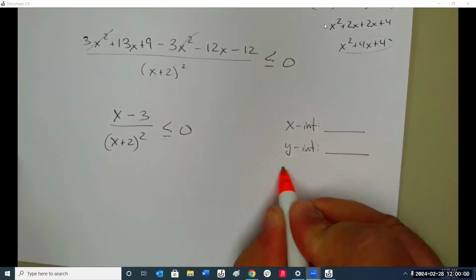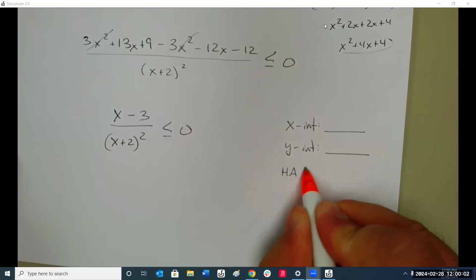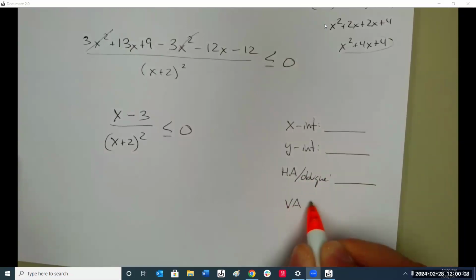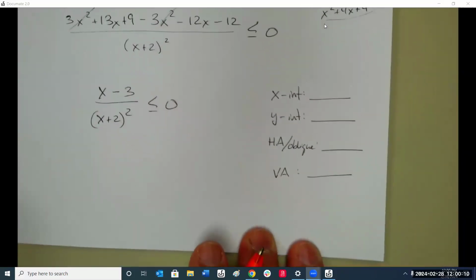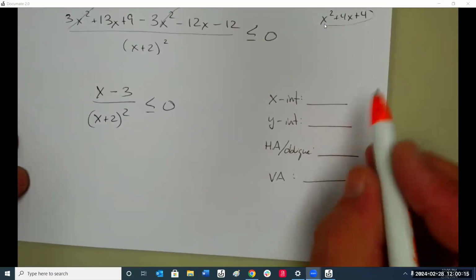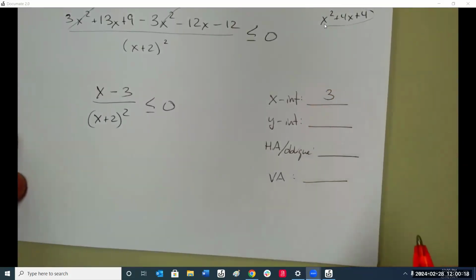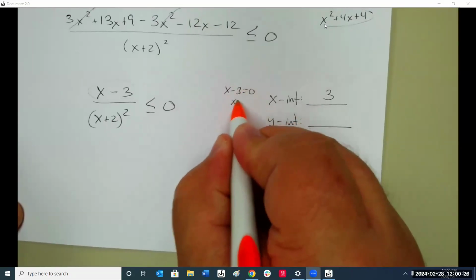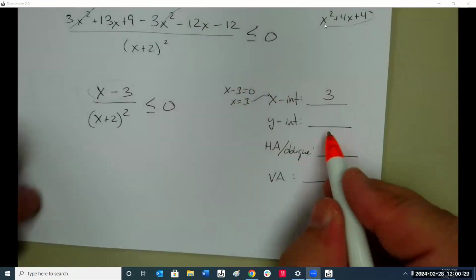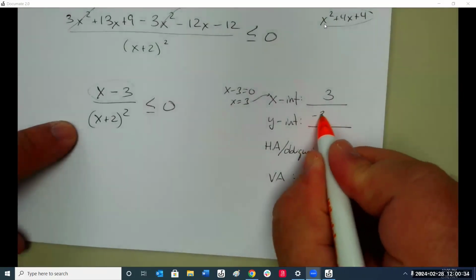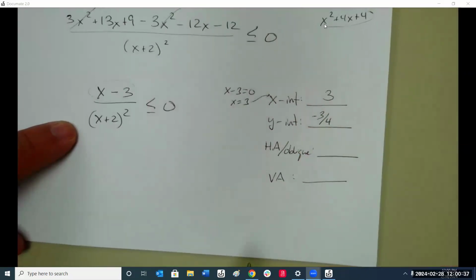We have to answer these. So what's the x-intercept? Just set the top equal to 0. So it's x minus 3 equals 0, x equals 3. What's the y-intercept? Negative 3/4. Very good.